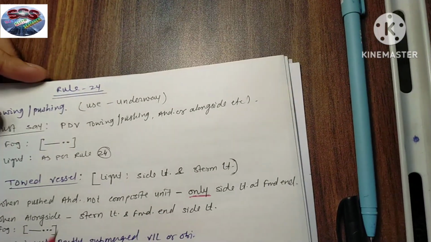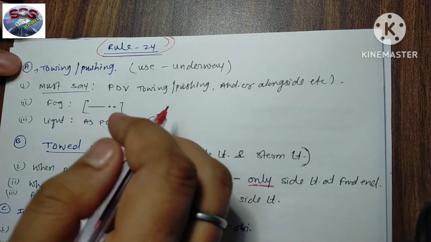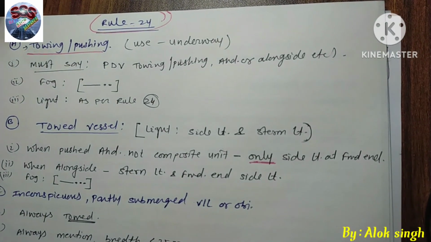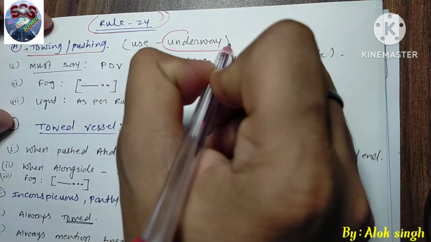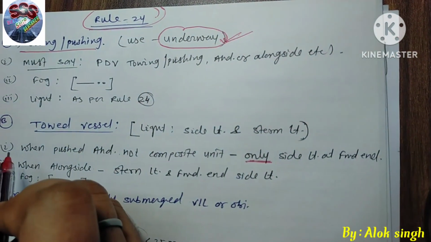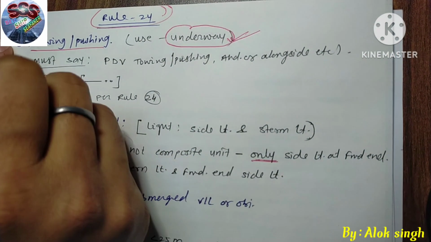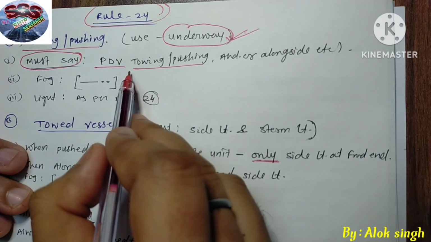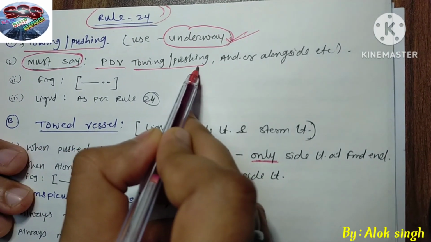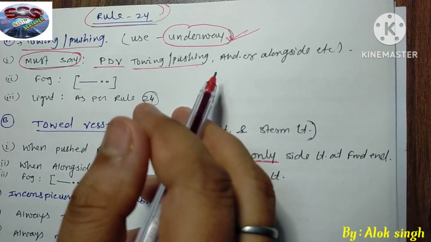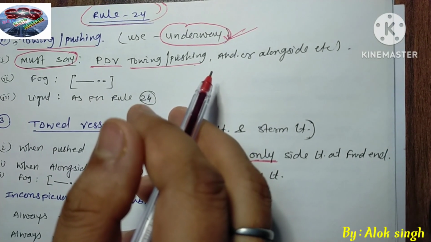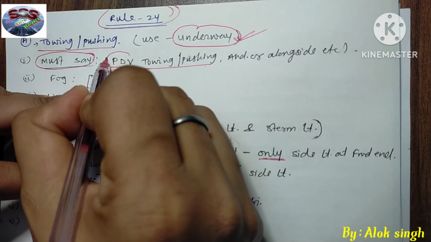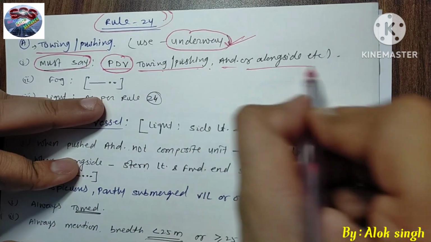Now we will come to Rule 24, which is towing and pushing. Towing and pushing is also done by a power-driven vessel. In this case, as I have already sorted out, we also consider it as underway. But make sure that you must say power-driven vessel towing when you identify the vessel. You must say power-driven vessel towing and pushing, unlike the air cushion vessel, where we say only air cushion vessel instead of power-driven vessel. So here we have to mention power-driven vessel towing or pushing, ahead or alongside.